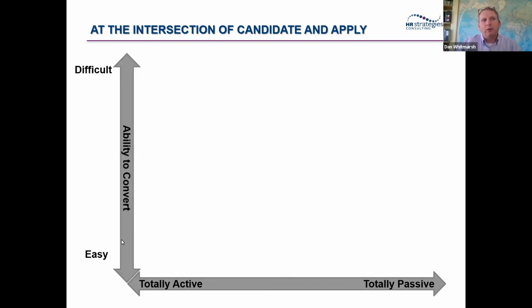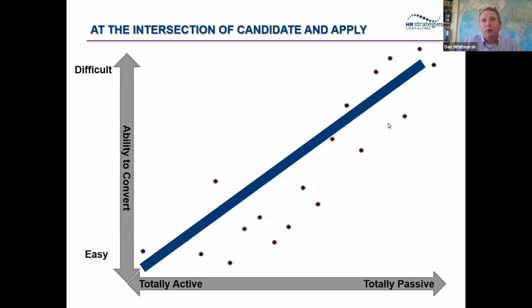On the other side, you can see here that we've got easy to convert and difficult to convert. So totally active candidates will typically go the distance in applying. They're not shy to spend an hour working through a difficult applicant tracking system. And if you map out the distribution of candidates, it's going to be a bell curve, which ends up being a linear function, right? So no surprise, totally passive candidates are more difficult to land. I think there's a pretty clear correlation there.